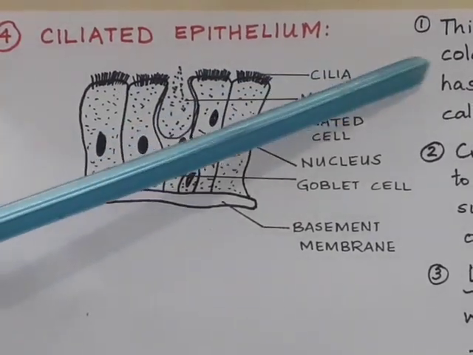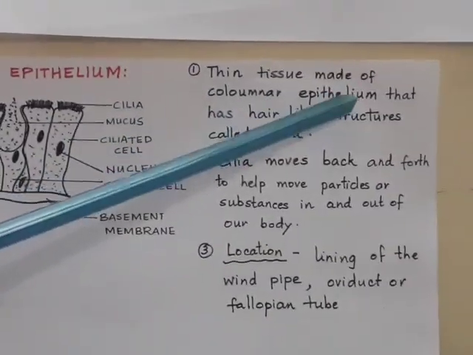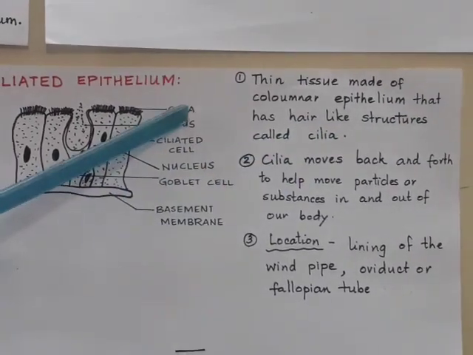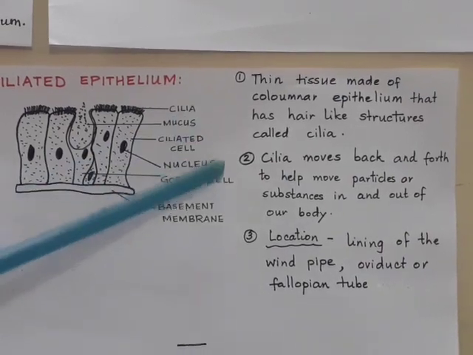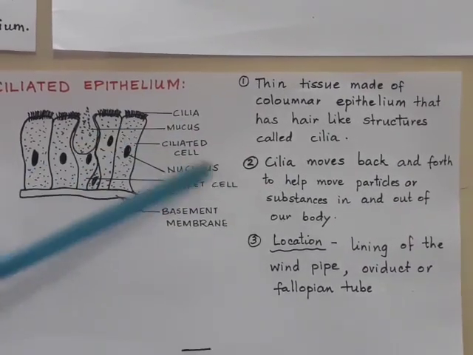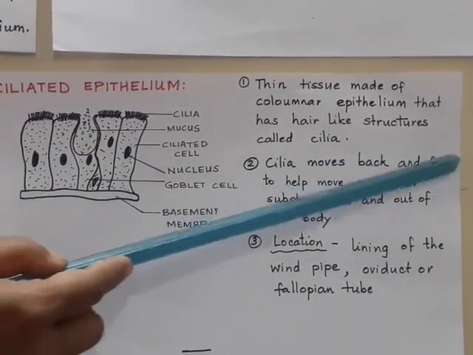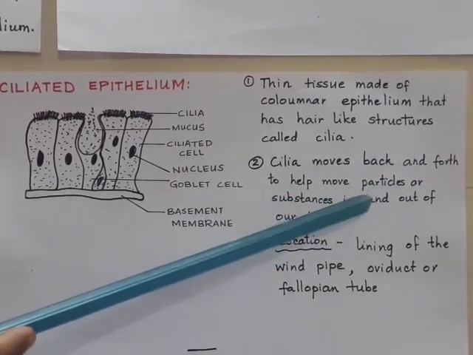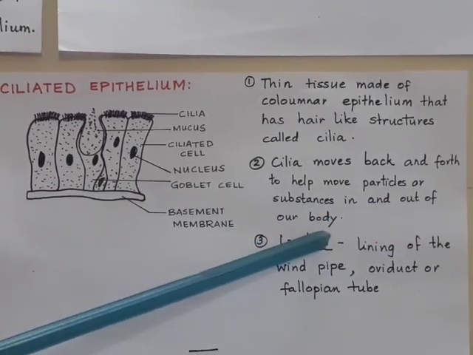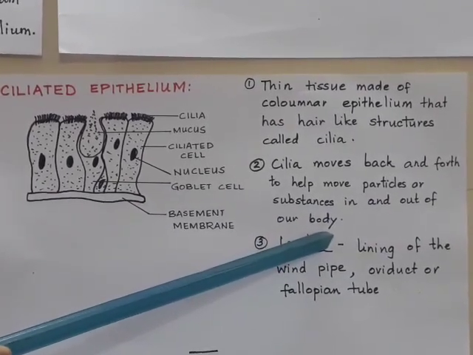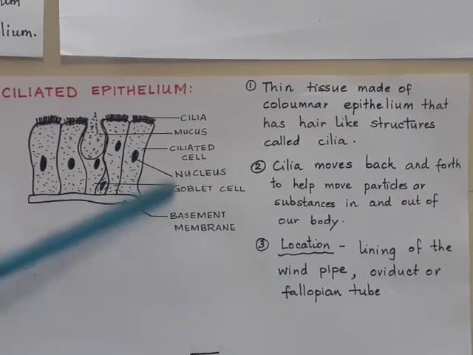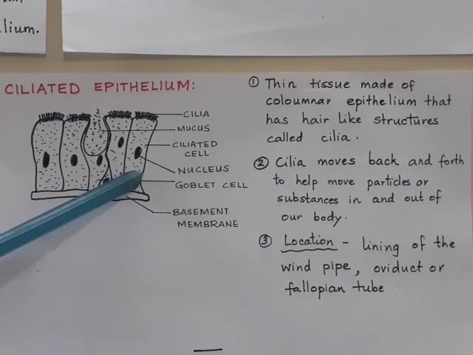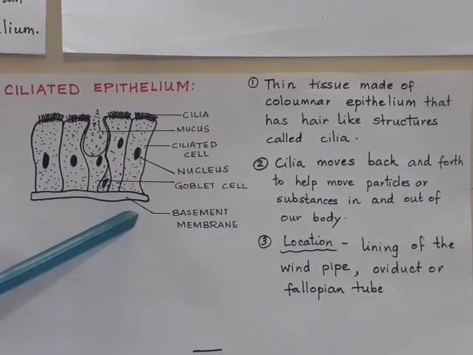Now this is a thin tissue. Ciliated epithelium is a thin tissue made up of columnar epithelium that has hair-like structures called cilia. Now what is the work of the cilia? The cilia move back and forth to help move certain particles or substances in and out of our body. And where are they found? They are found in the lining of the windpipe, the respiratory tract.